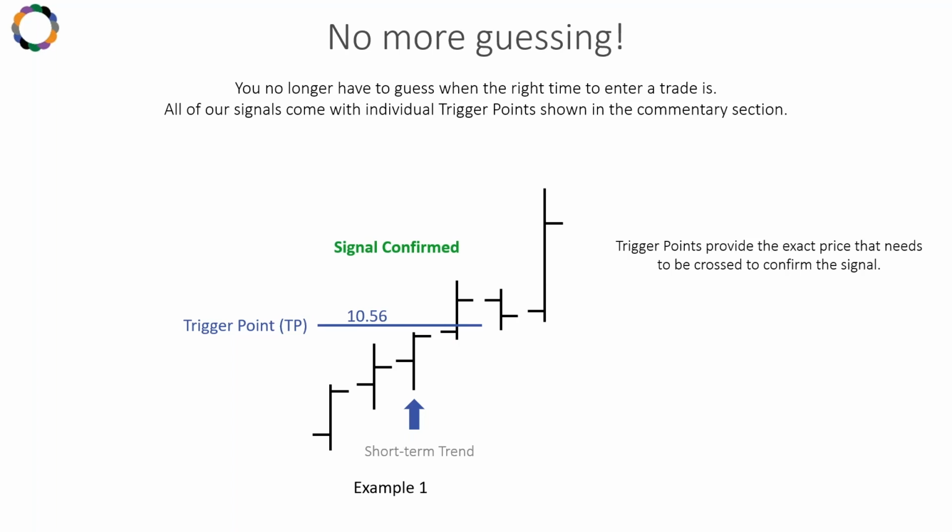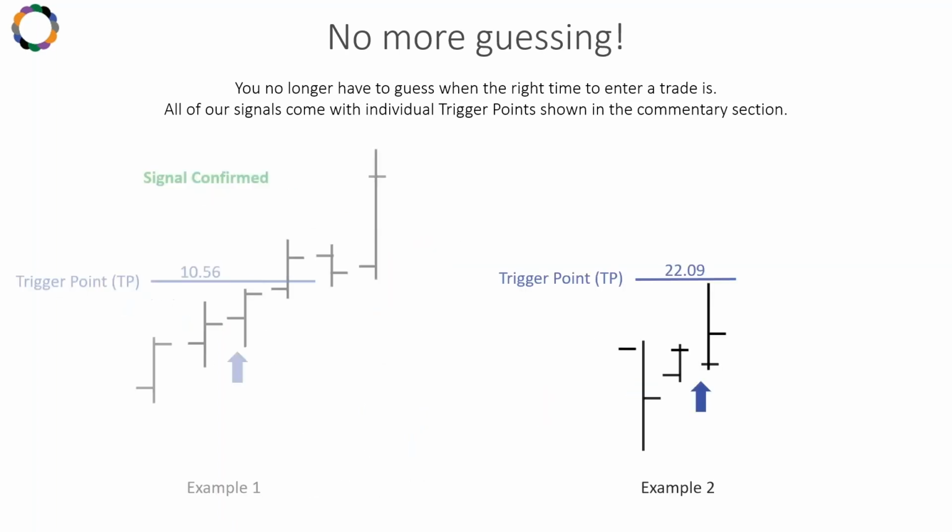And just as predicted, a few days later, price begins to move up. By using these colored signals in combination with our trigger points, we instantly know two things. Number one, when it's safe to enter the trade, and number two, the type of movement that price is going to make. In this case, a short-term upward trend. Now, trigger points also work the opposite way.